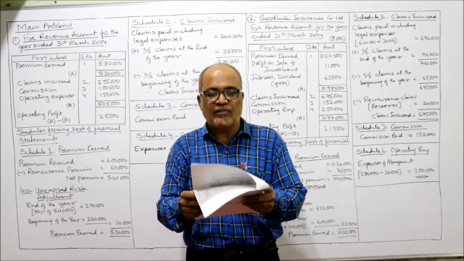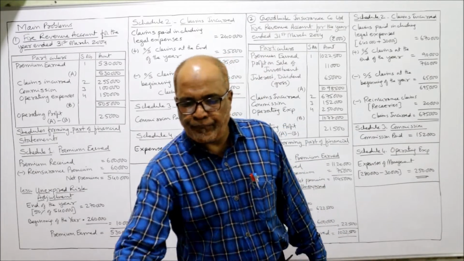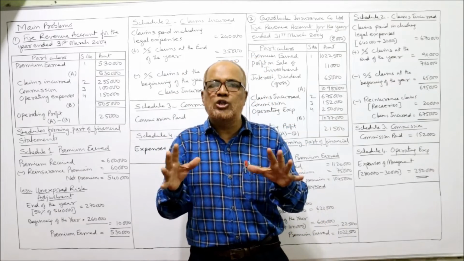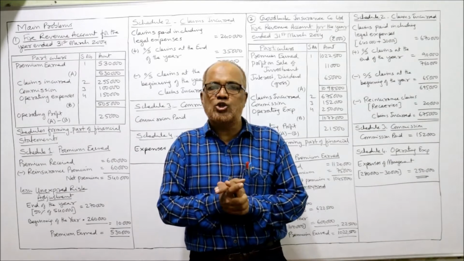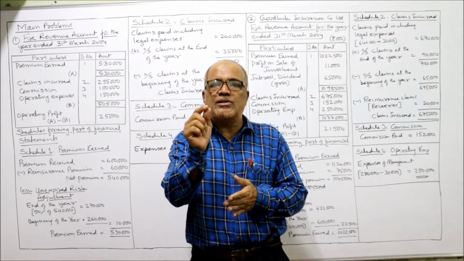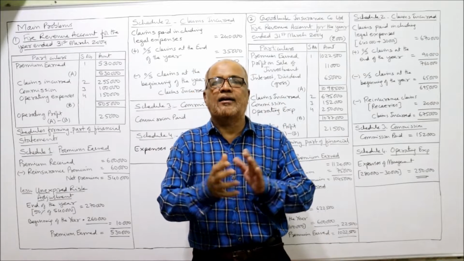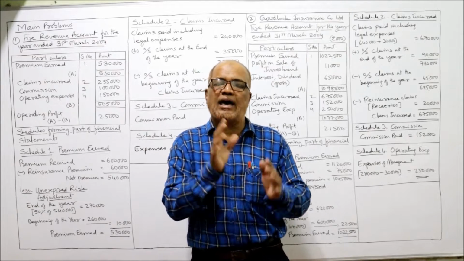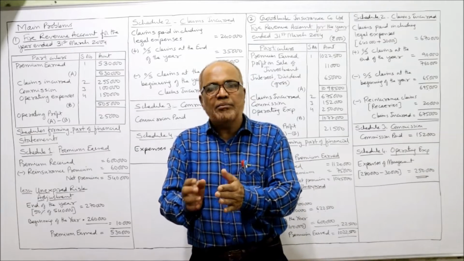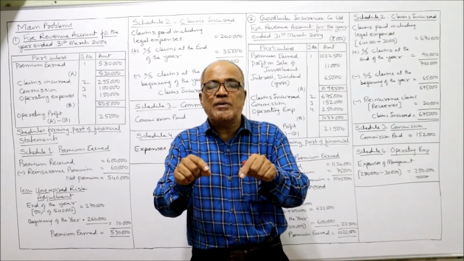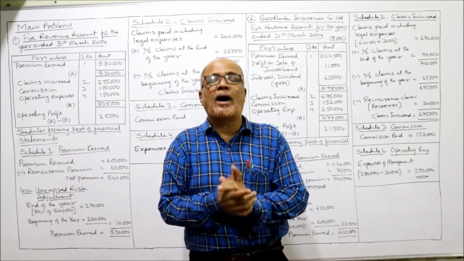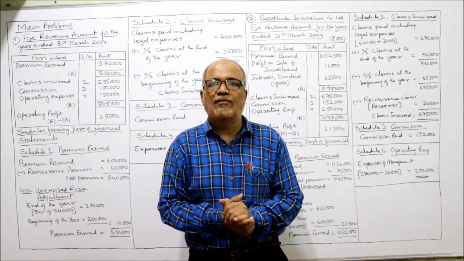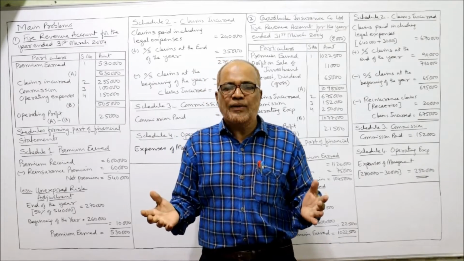Then reserve 50% of net premium for unexpired risk. See here, according to IRDA, the Insurance Regulatory and Development Authority of India, which controls and regulates all the insurance business in India, 50% of the net premium of the current year should be transferred to reserve for unexpired risk every year. In this problem, it is specifically given. Even if it is not specifically given, we should provide 50% of net premium to reserve for unexpired risk in case of fire insurance. That's all. So these are the provisions.